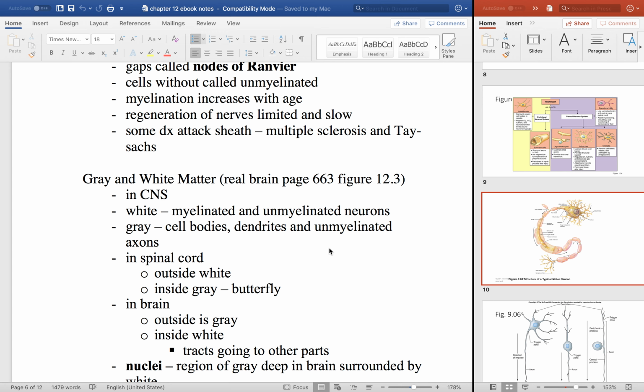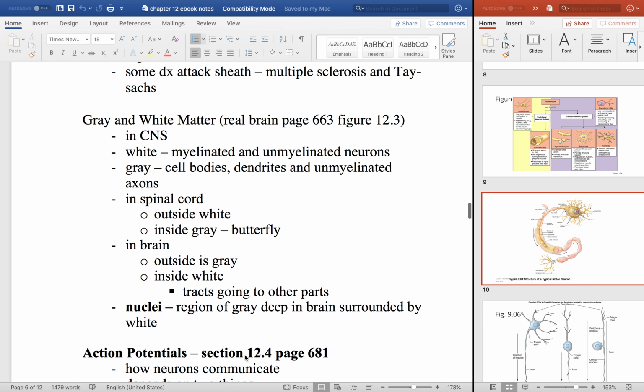You also have a lot of tracts in the brain going to all different parts of the brain. We're going to talk more about that in the next chapter, but I wanted y'all to understand how sometimes gray matter is unmyelinated and white matter is myelinated. Then, as I said before, the nuclei are the regions of deep gray matter surrounded by white, and they have the unmyelinated cell bodies.